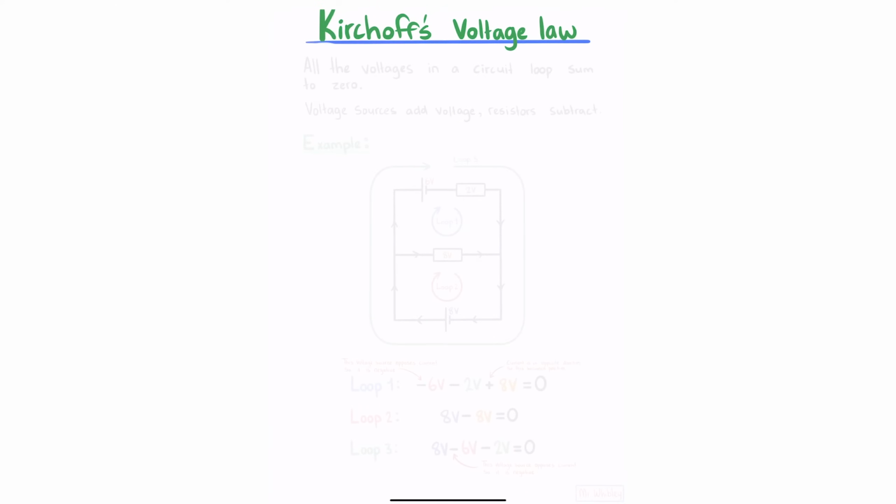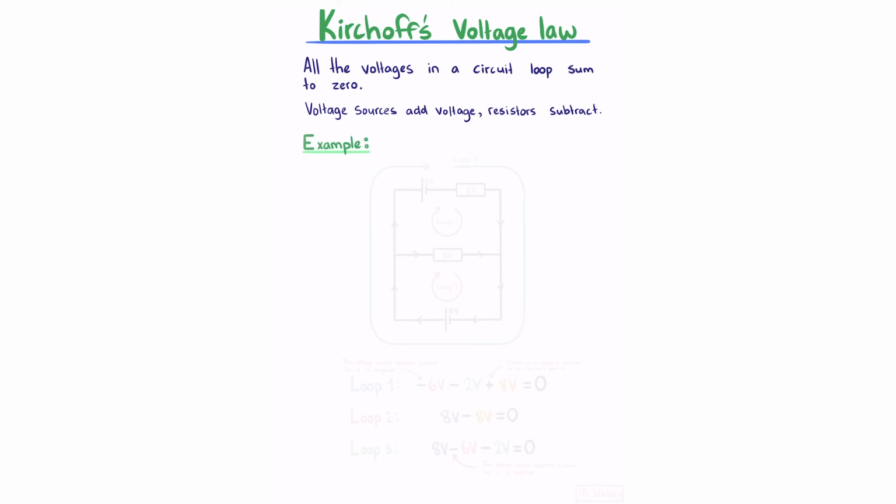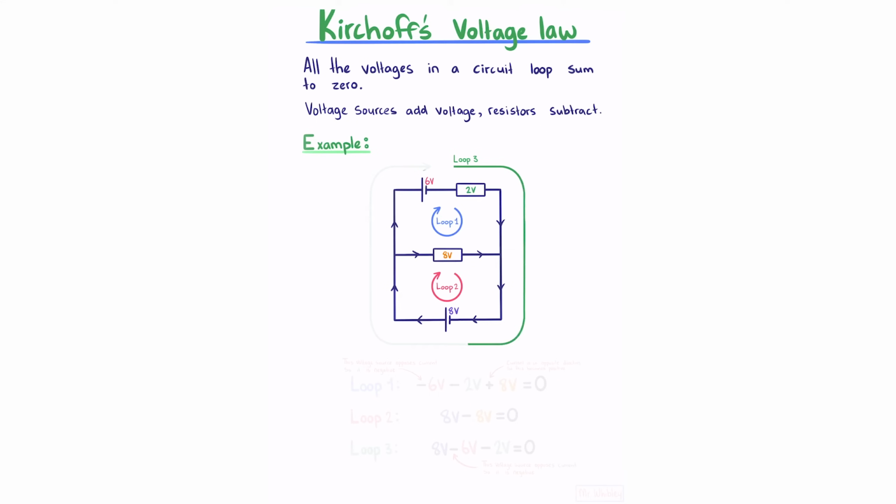Kirchhoff's voltage law. All the voltages in a circuit loop sum to 0, where voltage sources add voltage and resistors subtract. There are a few exceptions to this, which I'm going to attempt to demonstrate in the example below. If we have a circuit with a 6-volt source going through a resistor, which is taking away 2 volts, leading to another voltage source, and with a parallel resistor in between, we can imagine 3 loops.